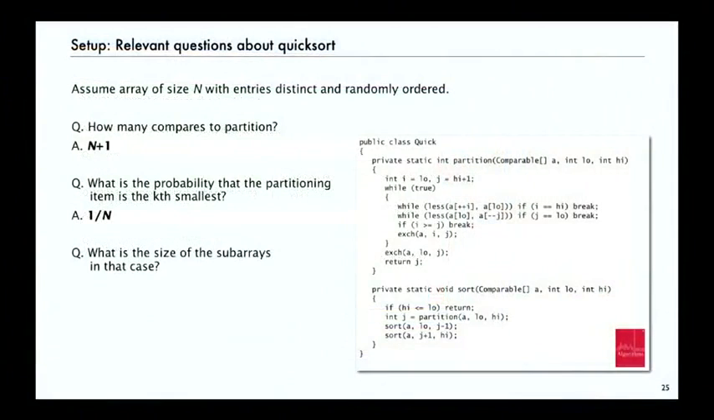Now, what's the size of the subarrays if the partitioning element is the kth smallest? Well, everybody to the left is less, so there's k minus 1 of those, and everybody to the right is bigger, there's n minus k of those. Add those together, you get n minus 1, and then the partitioning element gives n. So that's a relevant question that we need to know the answer to. What's the size of the subarrays in that case?